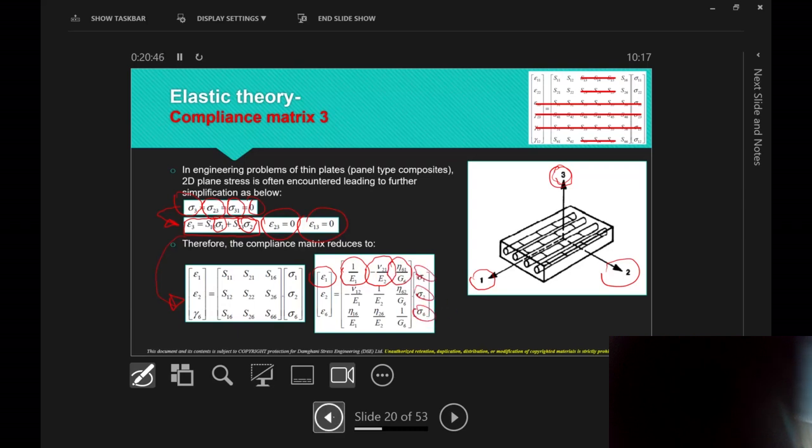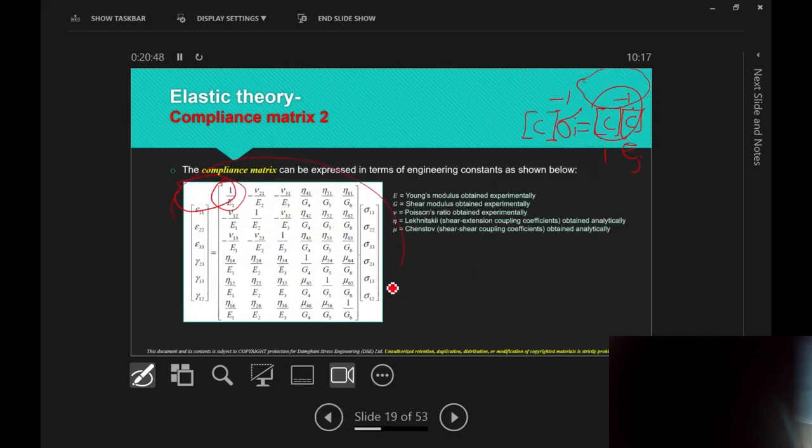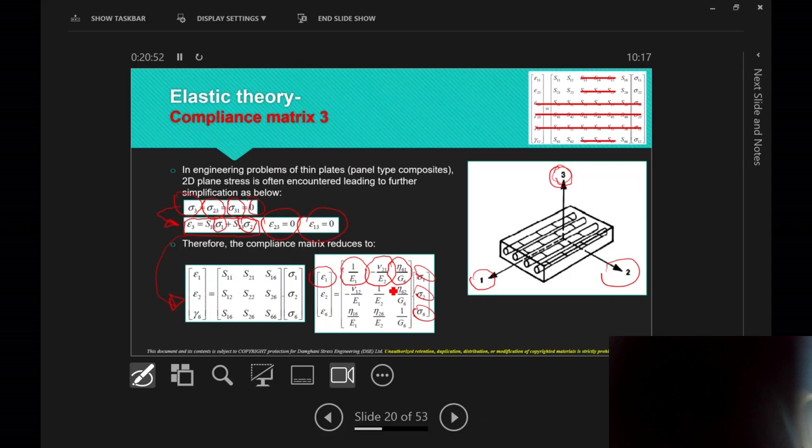So if I go back again, maybe you can see this long matrix is a 6 by 6 matrix. Now it is boiled down to a 3 by 3 matrix. A lot simpler. So that's what we deal with. And that was a consequential effect of assuming thin laminates and 2D plane behavior.